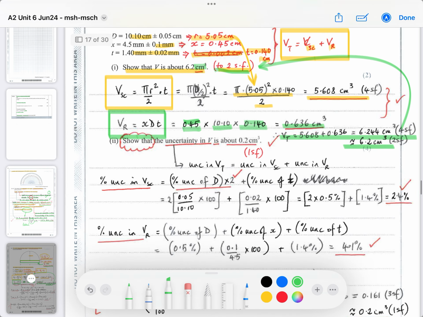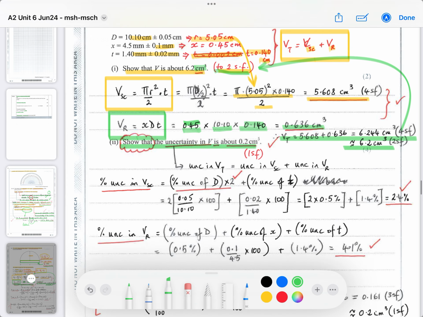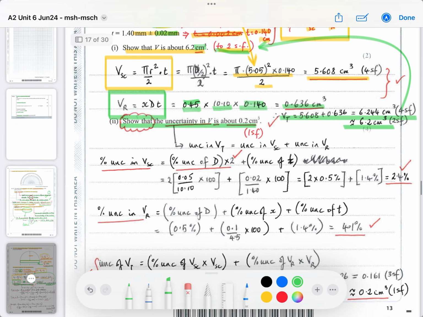Now the next part is using the same data to show that the uncertainty in this value will be 0.2 centimeters cubed. So this is more difficult because the uncertainties are due to these values given here. So you could work out the percentage uncertainty of all 3 of them, yeah? And then for the percentage uncertainty of the semicircular part of the protractor, it's 2 lots of d because it's d squared coming into it. So percentage uncertainty of d times 2, so it's because d squared means there's 2 lots of d, so each one brings its own percentage uncertainty with it.